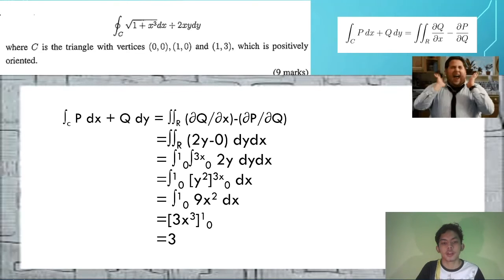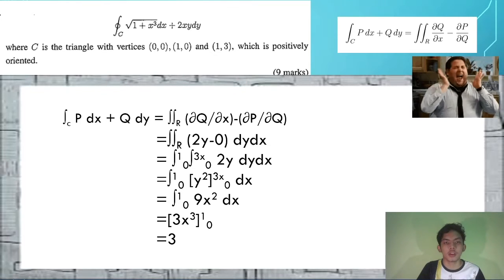And we substitute it with the value of 3x and 0, and we will subtract it, and we will get 9x squared. And again we will integrate it, and we will get 9x cubed over 3. And we simplify it, and we will get 3x cubed. So like the above, we will substitute it with 1 and 0, and we will subtract it, and we will get 3. So that's all from me.